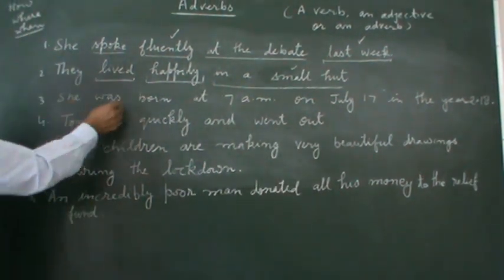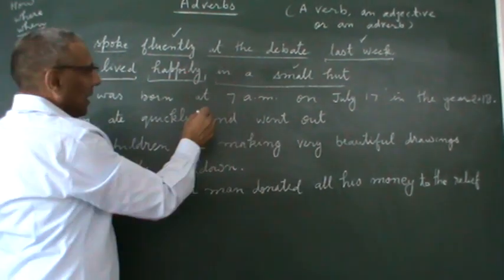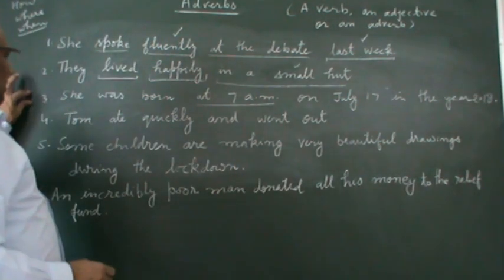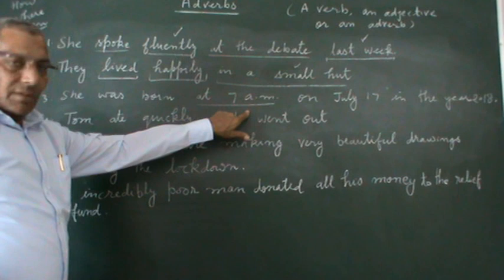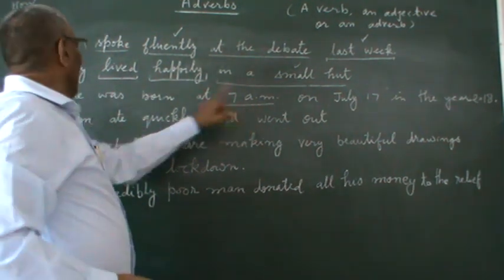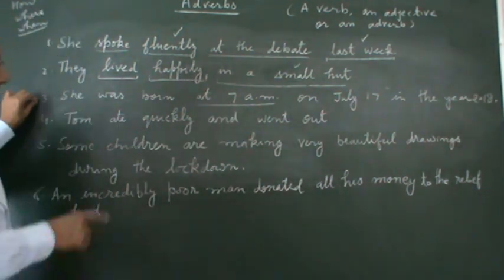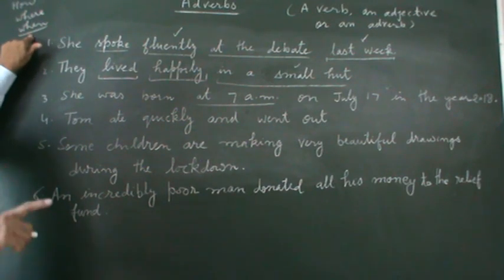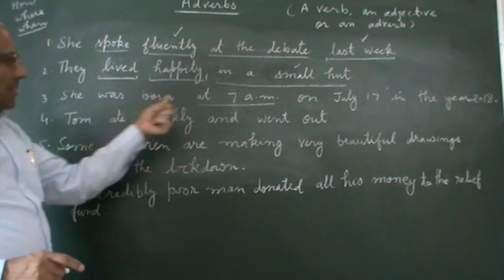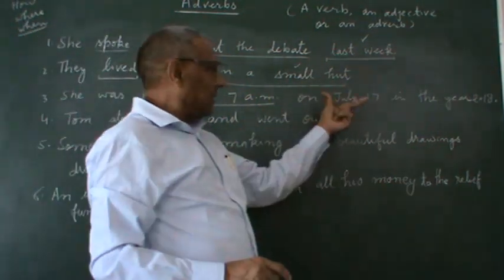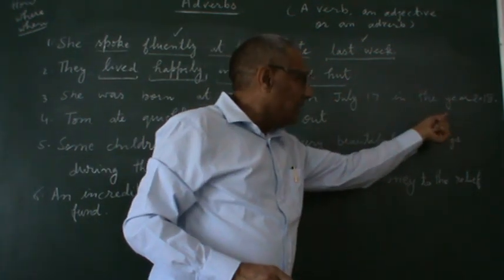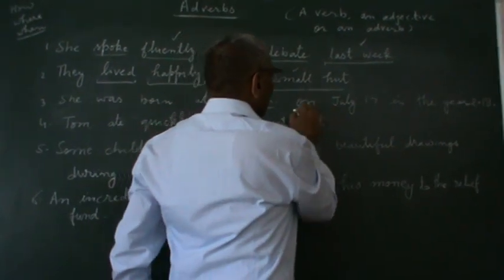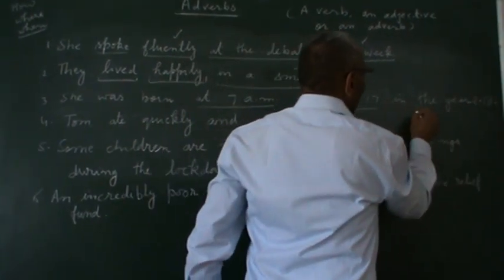Next one, she was born at 7 a.m. When was she born? She was born at 7 a.m. We have three answers to our single question. When was she born? At 7 a.m. on July 17 in the year 2018. So we have three answers to the same question.